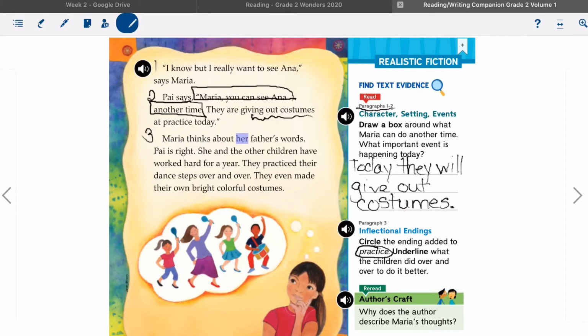Maria thinks about her father's words. Pi is right. She and the other children have worked hard for a year. They practiced their dance steps over and over.